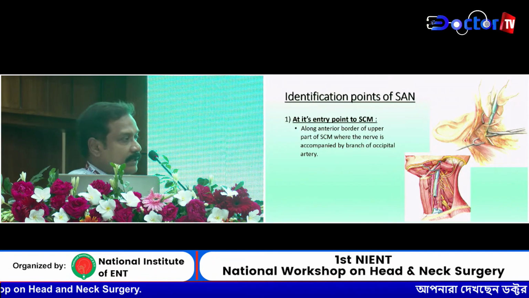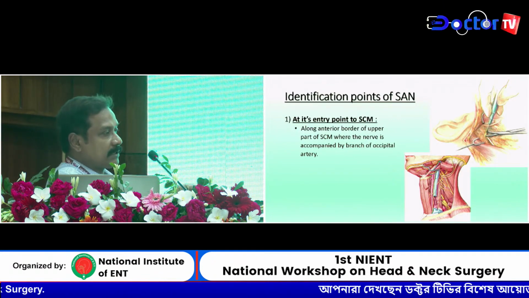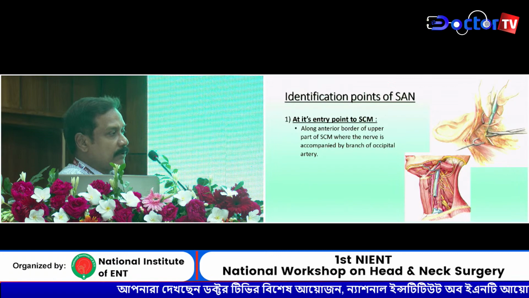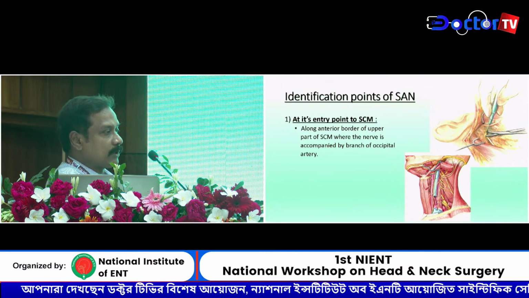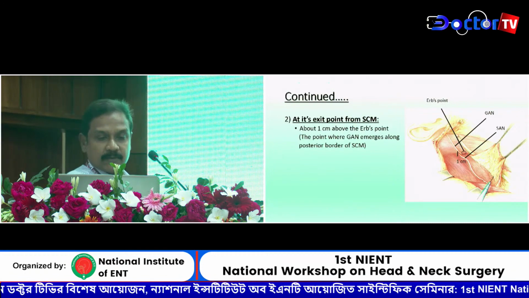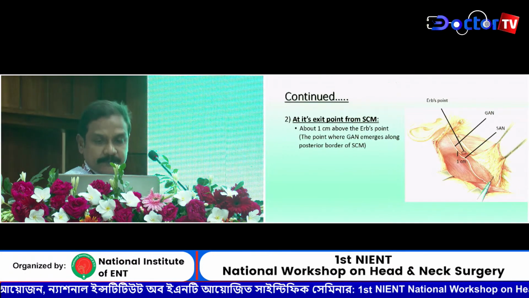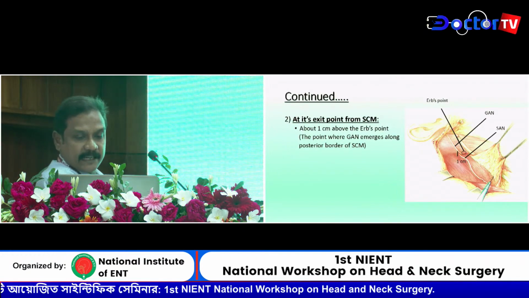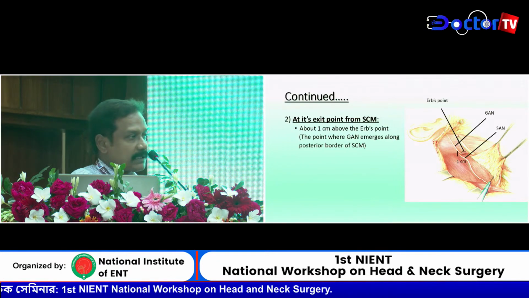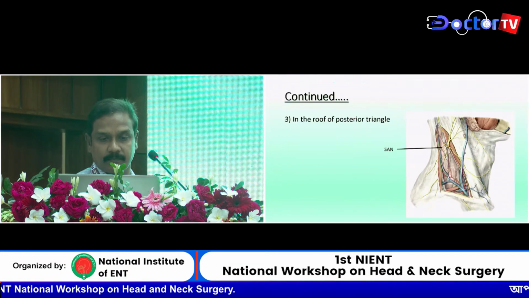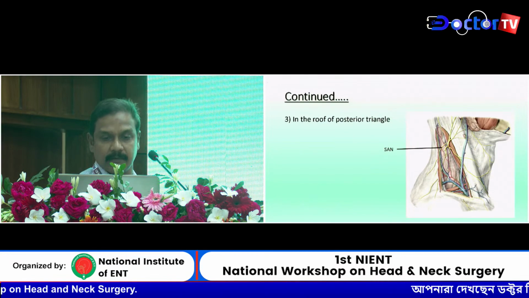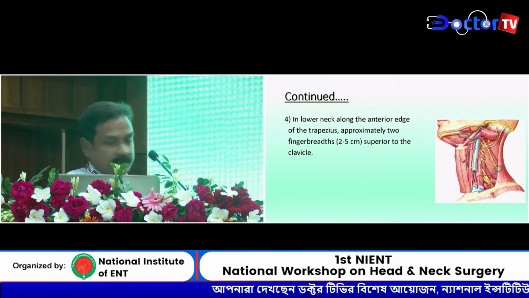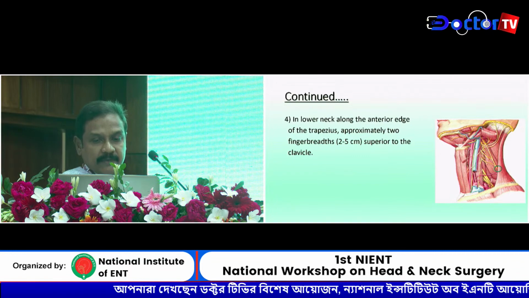In 4 regions we can identify it. At first, the entry point into the sternocleidomastoid muscle along the anterior border of the muscle, where the nerve is accompanied by the branch of the occipital artery. The exit point is about 1 centimeter from Erb's point, the point where the great auricular nerve emerges along the posterior border of the sternocleidomastoid muscle. Also in the roof of the posterior triangle, and in the lower neck, at the anterior edge of the trapezius about 2 to 5 centimeters superior to the clavicle.